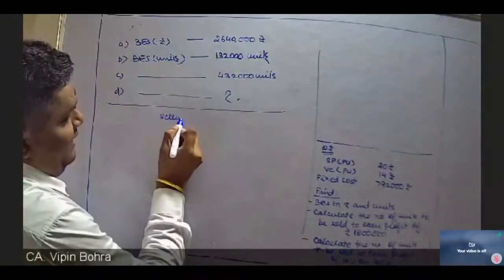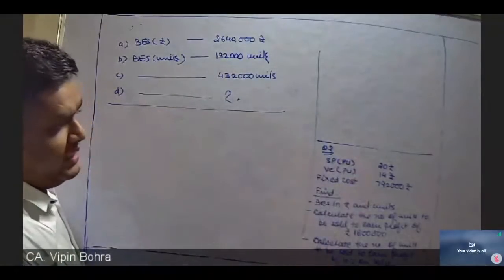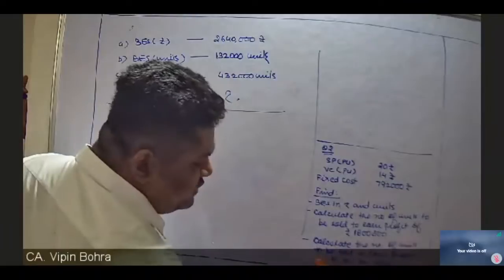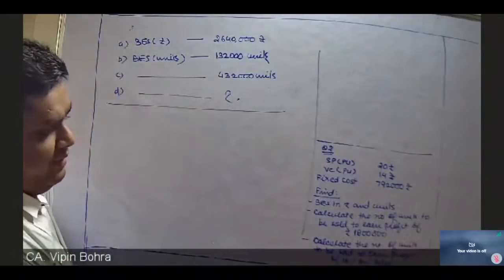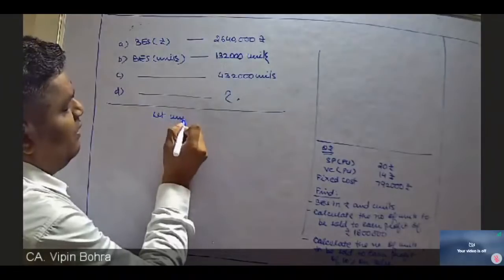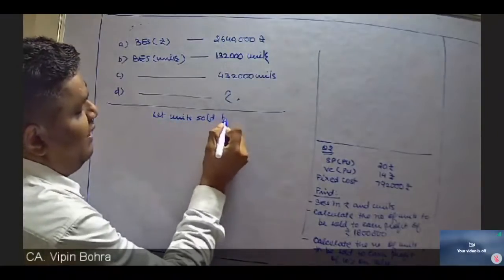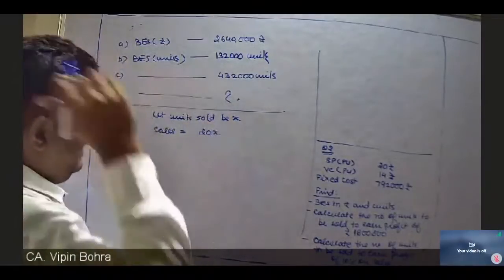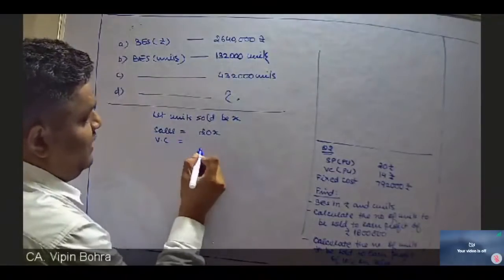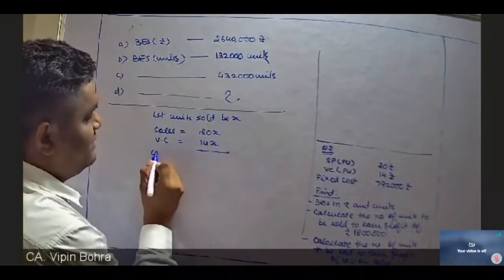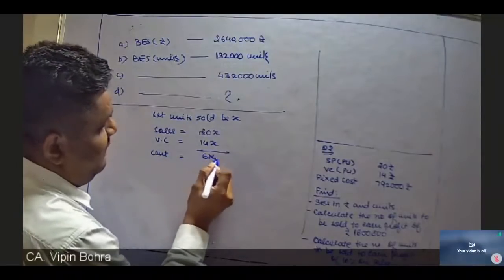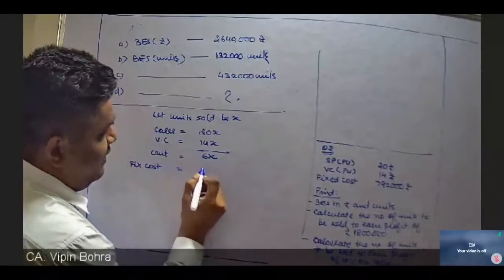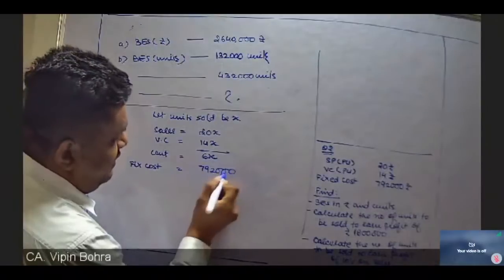Now, selling price is given 20, variable cost per unit is 14, fixed cost is 7,92,000. Calculate the number of units to be sold to earn a profit of 10% on sales. So let units sold be X. So my sales will be 20X. My variable cost will be 14X. My contribution will be 6x. My fixed cost is given, that is 7,92,000.